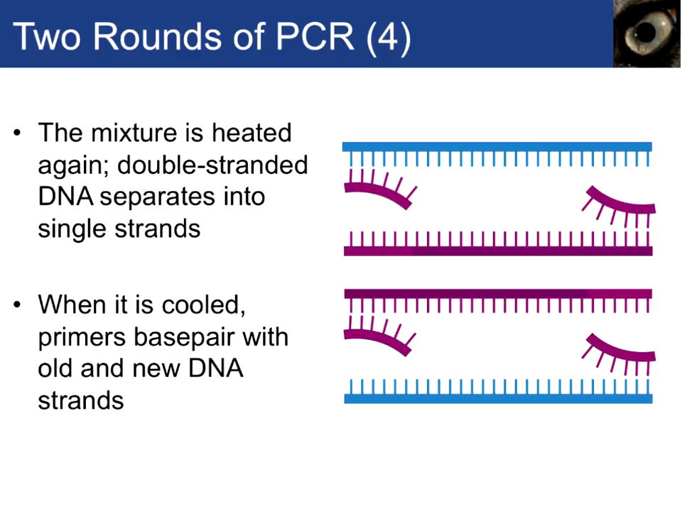The process is then repeated for a second cycle, and the mixture is heated again. The double-stranded DNA separates into single strands. The strands formed in the last cycle are now templates in the new cycle. And when the reaction is cooled again, primers base pair with both old and new strands of DNA.